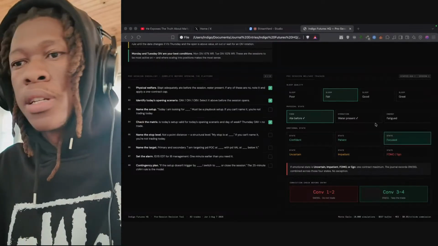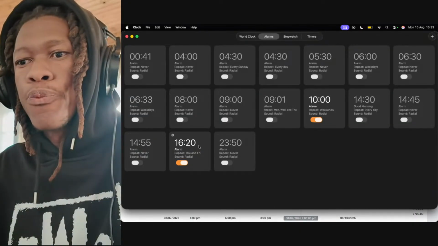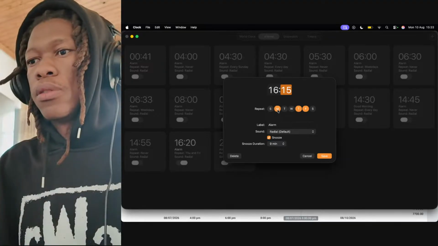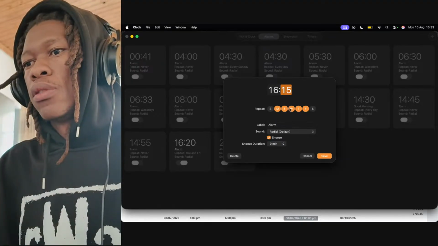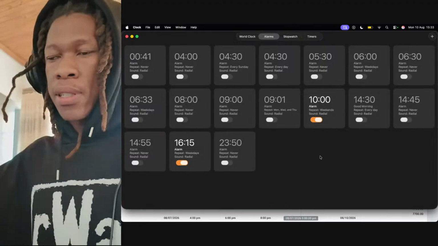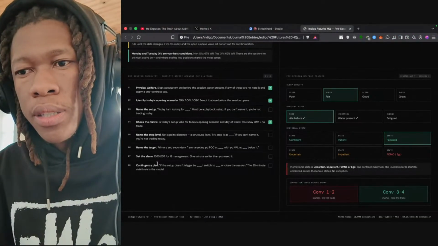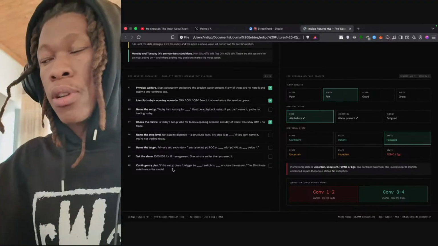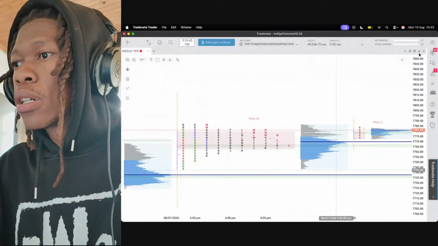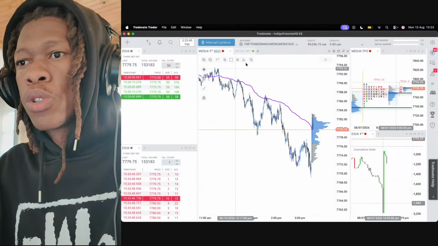So let's set the alarm. I do need to change this. Okay, so set that for 16:15. Contingency plan: if the setup doesn't trigger, I switch to... Okay, cool. So I think so far so good.